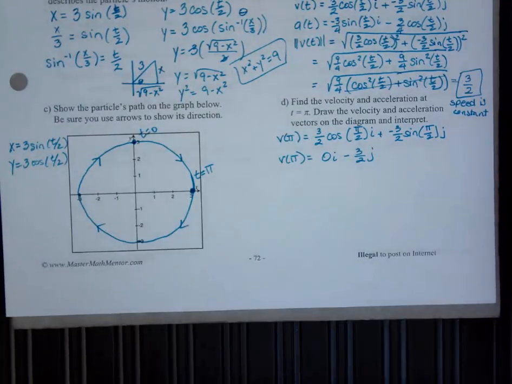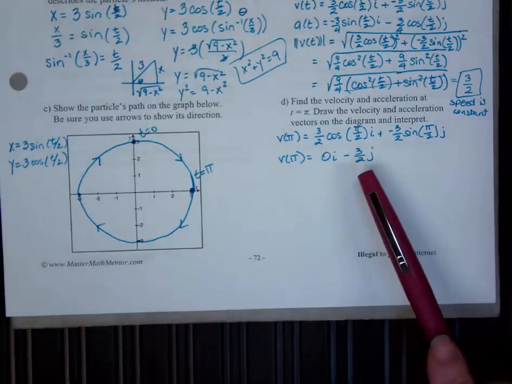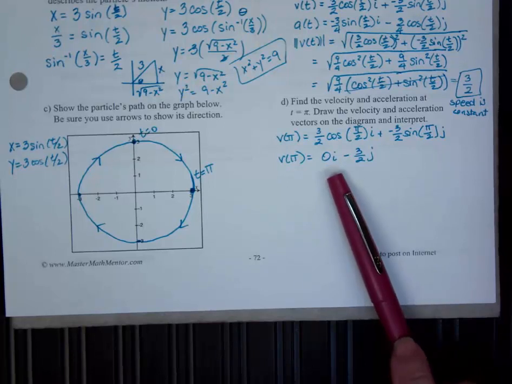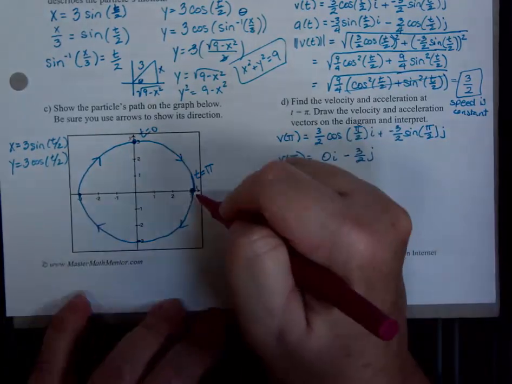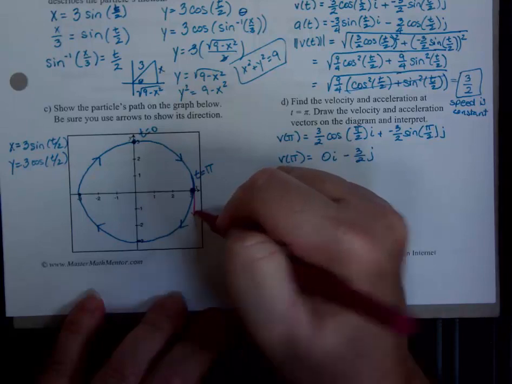So at that location, I am going to draw this vector. It goes left and right, nothing, but down 1.5. So from right here, I'm going to go down 1.5 and draw my vector, and this is v of pi.